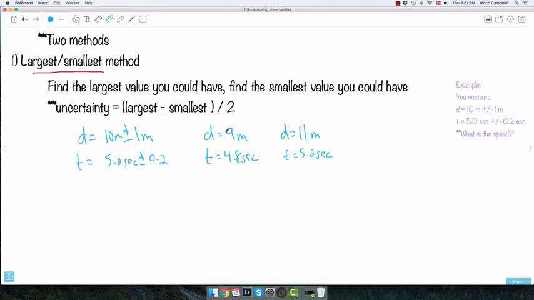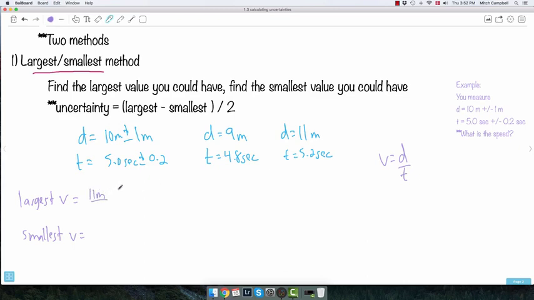If you're looking at a speed, this is the equation you're looking for. The speed is distance over time. How do you get the biggest value? I'm trying to find the largest v and the smallest v, the absolute largest I can get and the absolute smallest I can get. To get the largest value of v, I want the largest distance. So in this case, I would use 11.